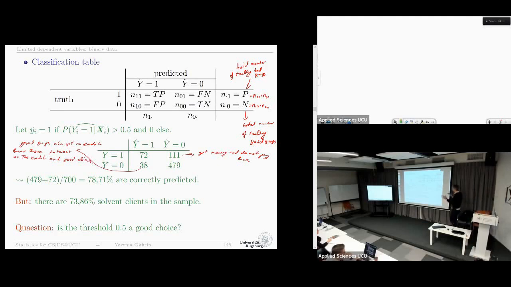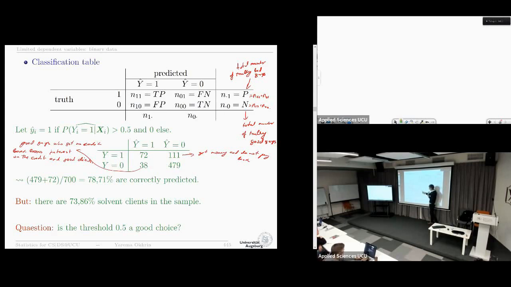So from a statistical point of view, those two erroneous decisions are both equally bad. This is a wrong decision and this is a wrong decision. From the point of view of the bank, those two decisions are different. So here the bank loses really a lot of money because the bank loses the whole sum of the credit because their bad client is classified as good. And here the bank loses just the interest rate and the good client and the person.